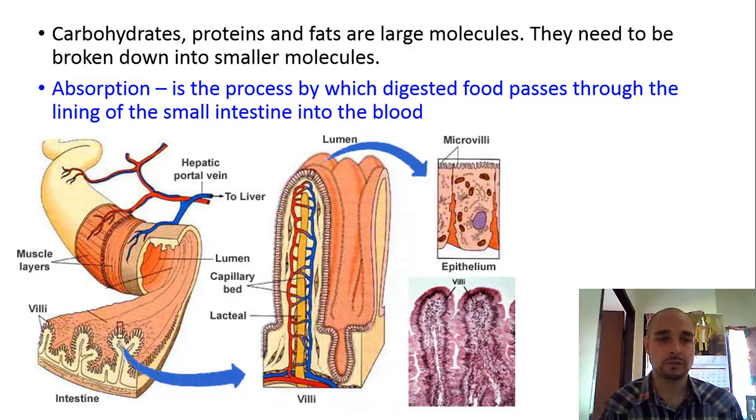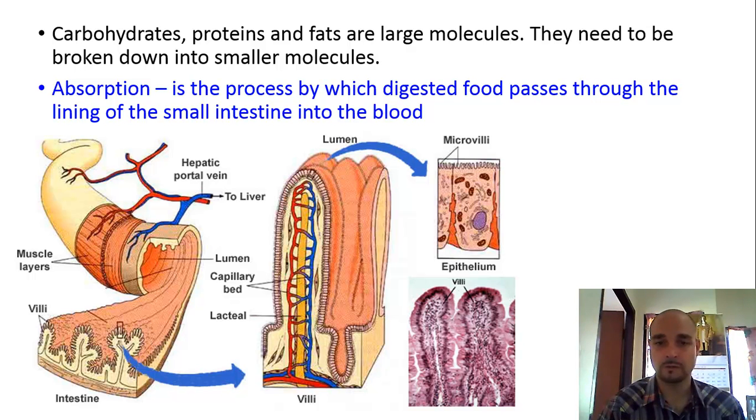If you look to the left, that is a cutaway of the small intestine, and you can see veins and arteries going to the small intestine, and then there's a blue arrow on the bottom which is going to be expanded into a larger picture. It shows what is called the villi, and I'll talk about the villi in the next slide.